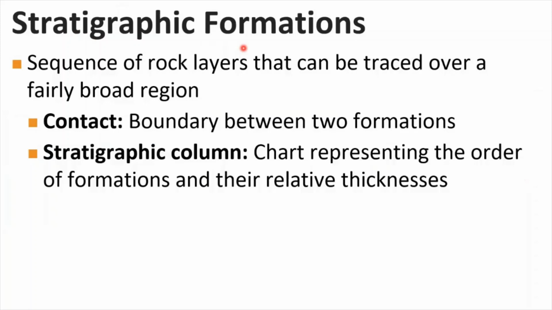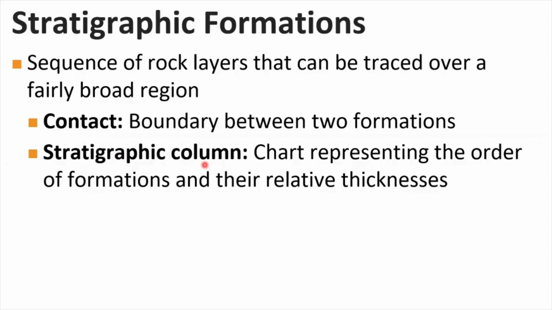Now we're going to talk about what are called stratigraphic formations. And we've used this term frequently this semester. Strata are the different layers. Okay, so these are sequences of rock layers that can be traced over a fairly broad region. And a contact is the boundary between two formations. And when you have transitions in the rock types, these often represent changes in the environment they were deposited in.